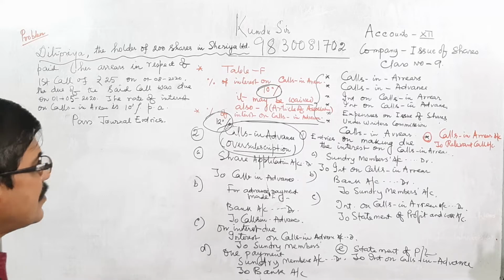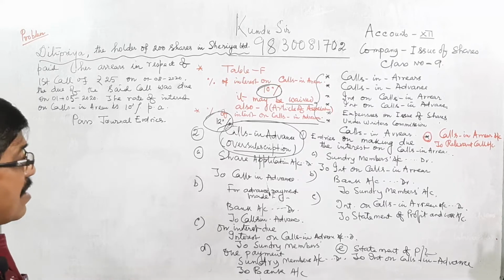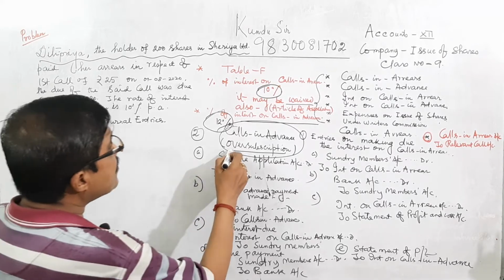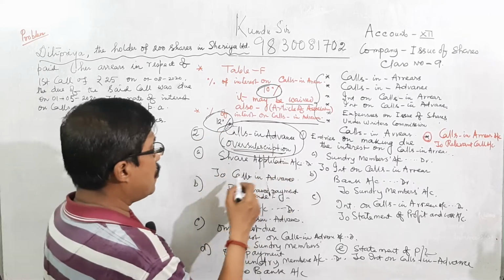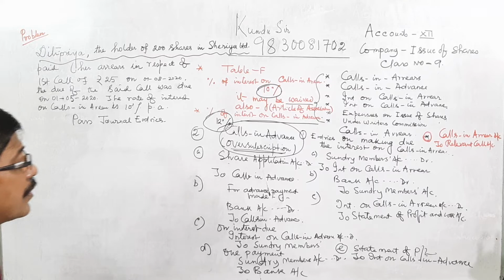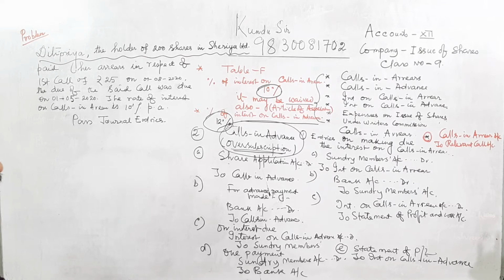That means calls in advance may arise due to oversubscription. Then share application account is debited to calls in advance, or any shareholder may deposit the money with the company in advance for the first call, final call, or the future call. They can give advance.